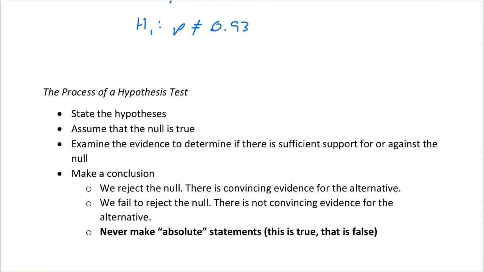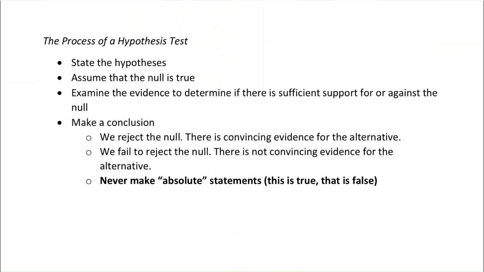So with that, now let's talk about the overall process of doing one of these tests. So in this case, again, we start by stating those hypotheses, and we always assume that the null is true. Okay, so we're going to assume that whatever that null is, we're starting on the basis that that is true. We gather evidence. We randomly sample.